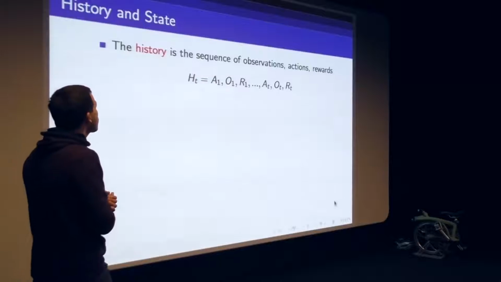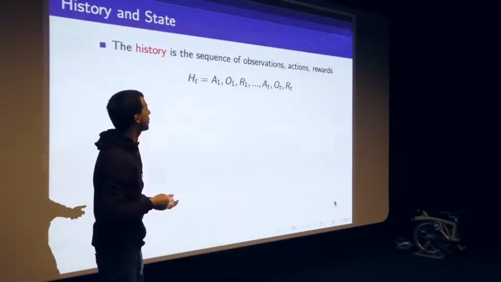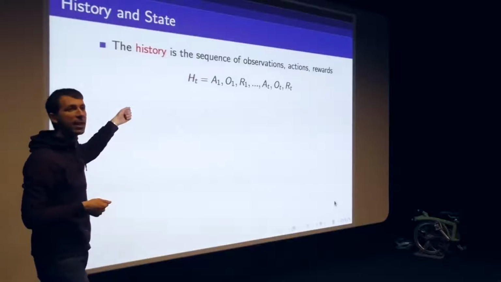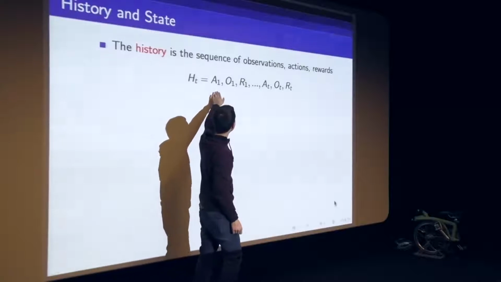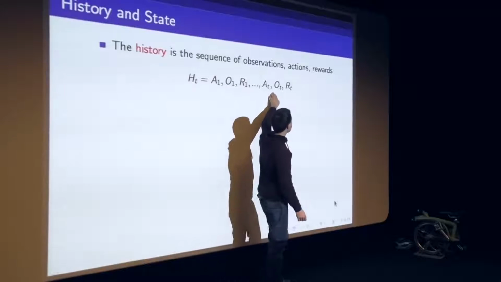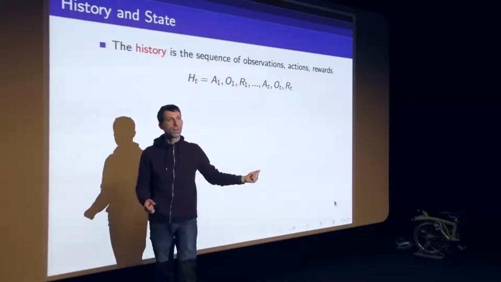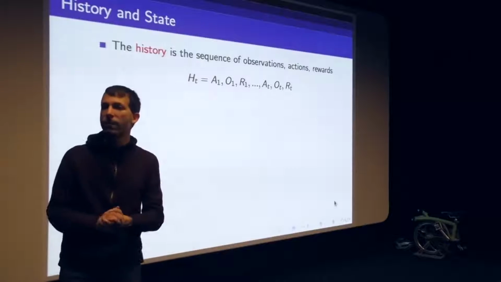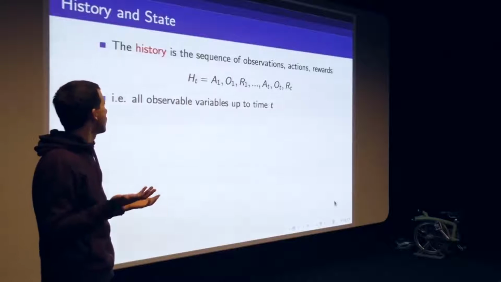Okay. So this stream of experience that comes in, this sequence of observations, actions, rewards, we call it the history. So the history is what the agent has seen so far. Each step it takes its action, sees an observation, sees a reward, all the way up to the current time step t. And the history, h_t, is basically the sequence of everything it's seen so far.